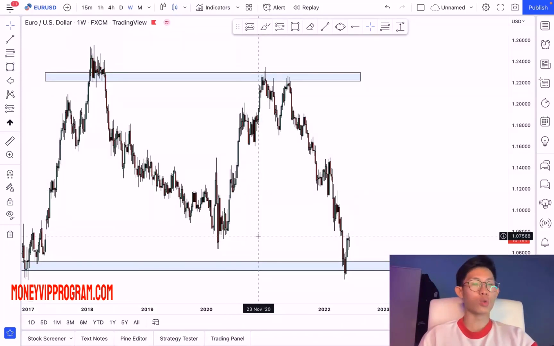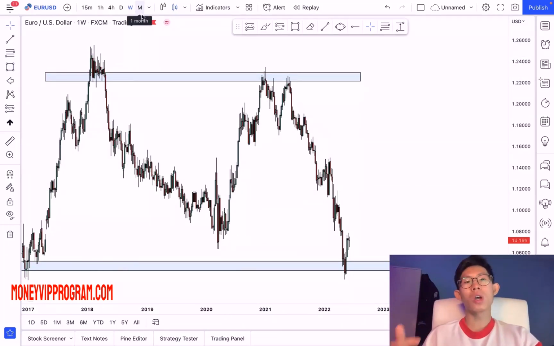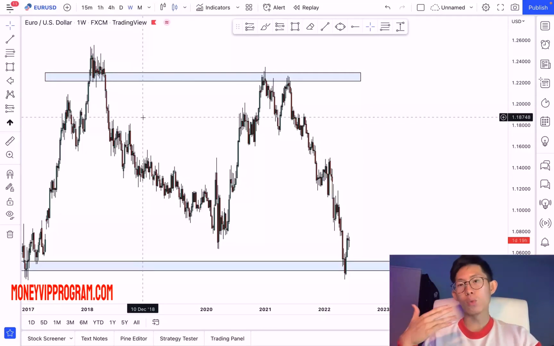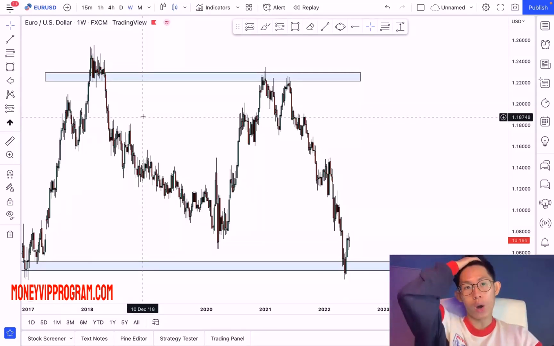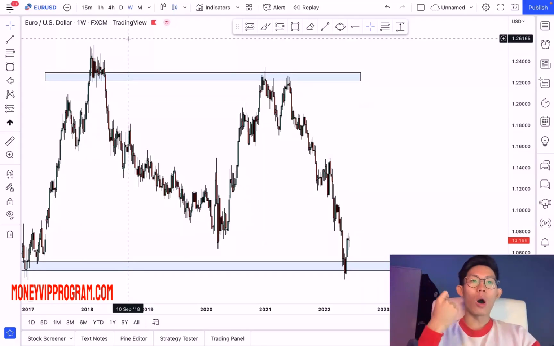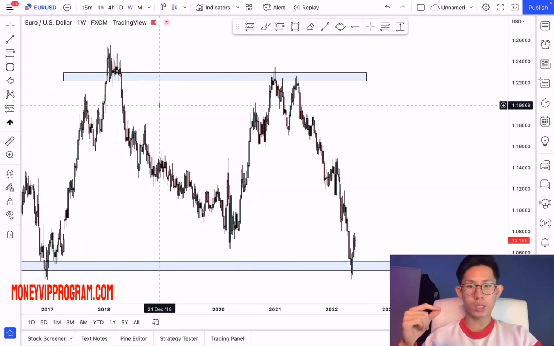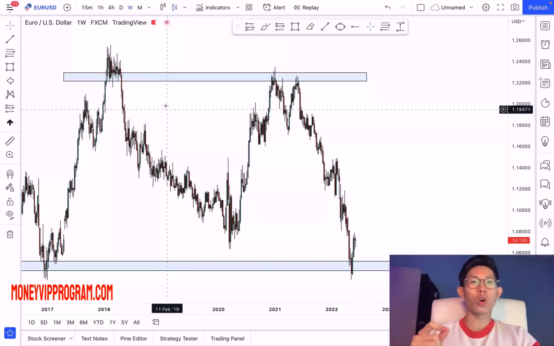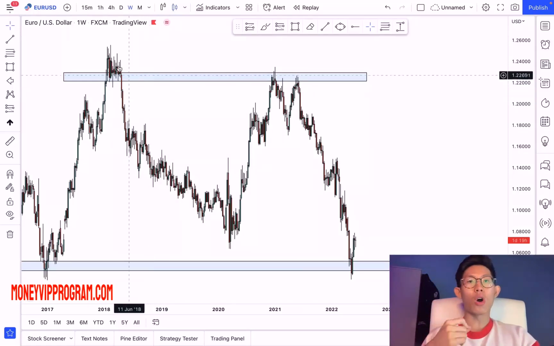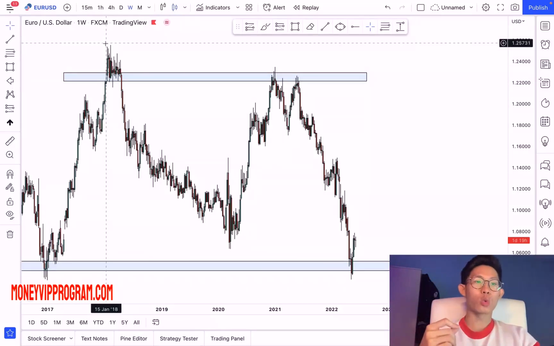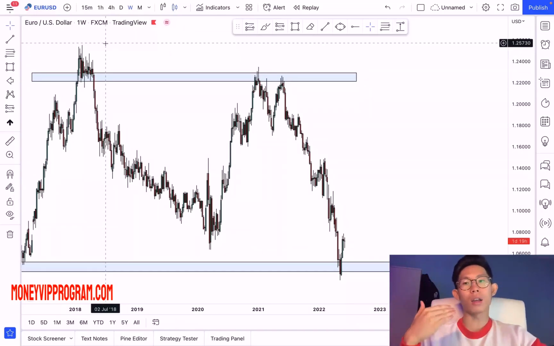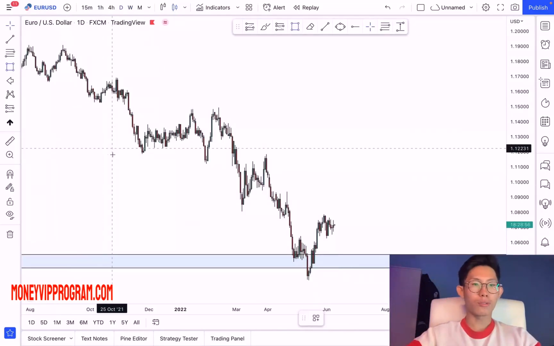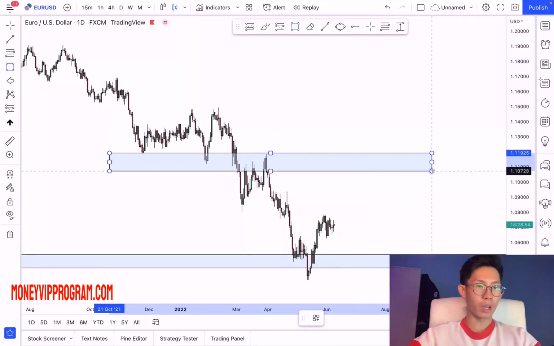I also want you guys to note, the higher the time frame, the stronger the support and resistance levels. Right now we are on the weekly time frame. So obviously the weekly support and resistance levels are going to be so much stronger than the same levels on the 15-minute time frame, right? That is why you guys must focus on the higher time frame first. And then we go down to the 15-minute time frame, and you can see this little support area right here also.